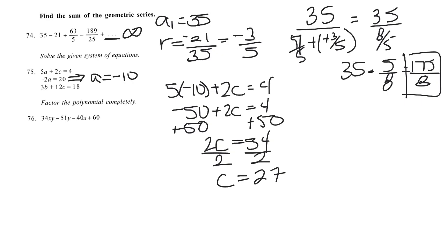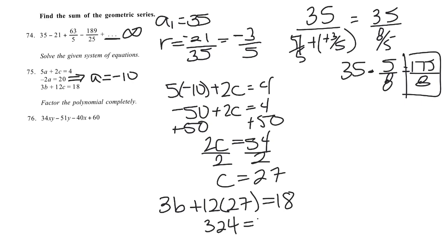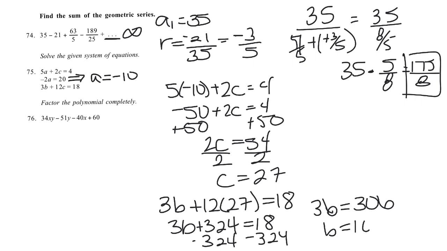And then I can plug that in. 3b plus 12 times 27 equals 18. 12 times 27 is 324. 18 minus 324 is -306. So 3b equals -306. So b equals -102. So my ordered triple is -10, -102, always alphabetical, and 27.